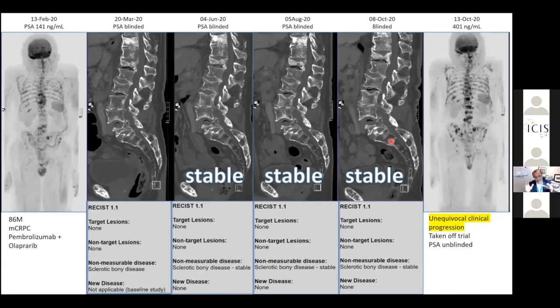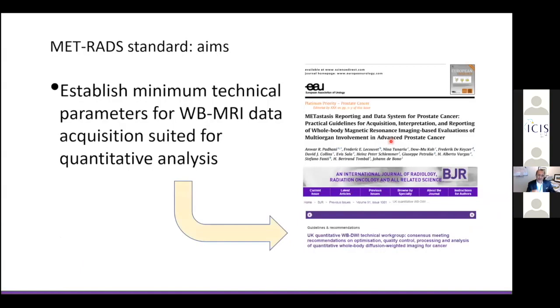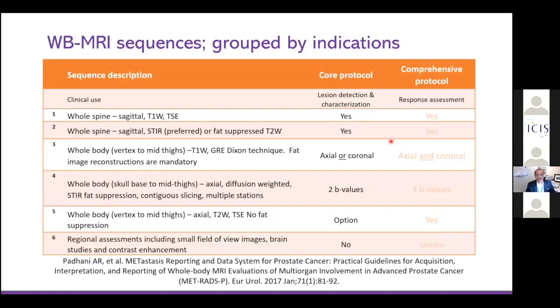So this is a state called unequal clinical progression, which is not that uncommon, in fact, as it turns out, in castration-resistant prostate cancer, if you try to judge what is happening on a bone scan itself. So to try to deal with this, the MET-RADS system was founded, and the first aim was to establish the minimal technical parameters suitable for quantitative analysis, which is why Christina brought up quantitative analysis.